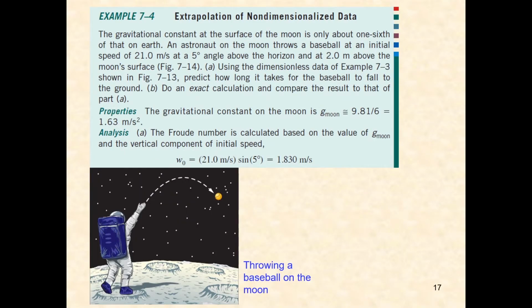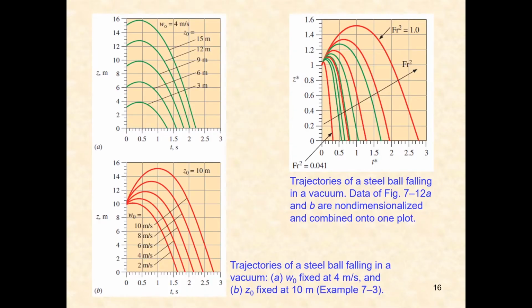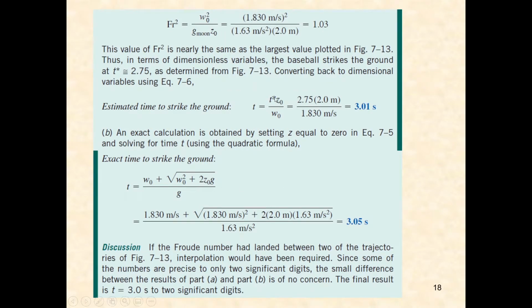It asks us to find how long it takes the ball to reach the ground. So we go to Froude number 1.03. This is the ground, zero here. It is close to 2.75, something like that. So the non-dimensional T is 2.75, times Z naught, the initial height, and the initial vertical velocity. So we get the dimensional T equals 3.01 seconds. If we use the exact calculations and calculate the T, this is what we get, 3.05 seconds.